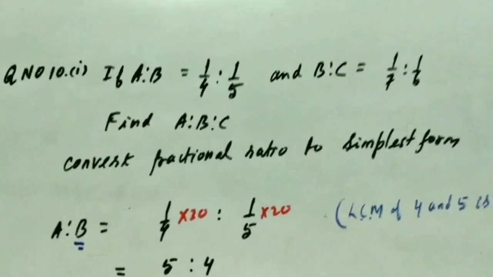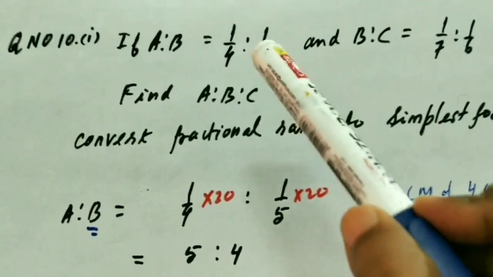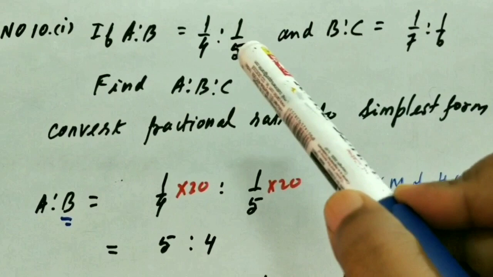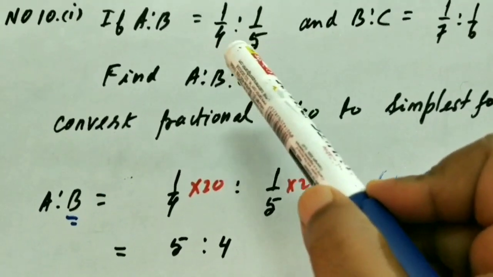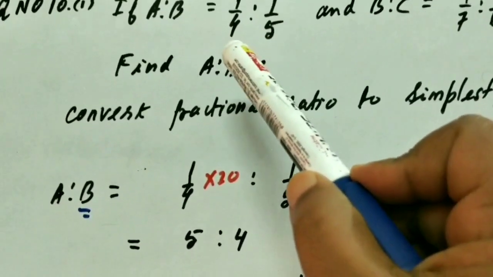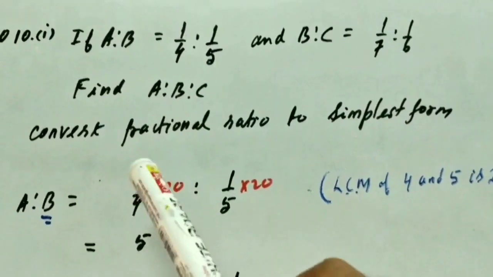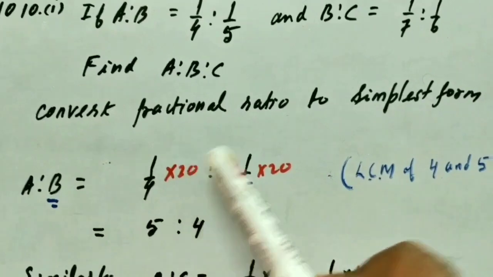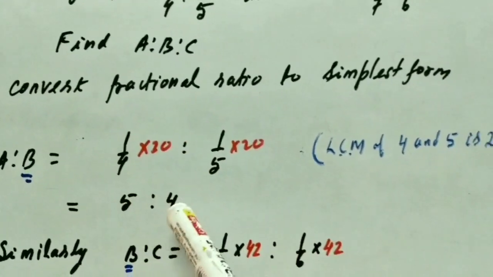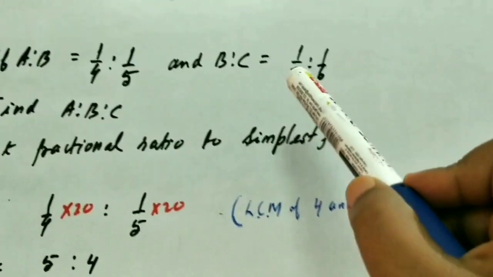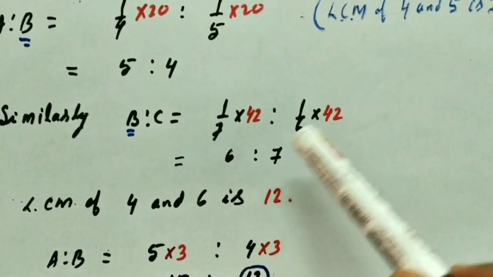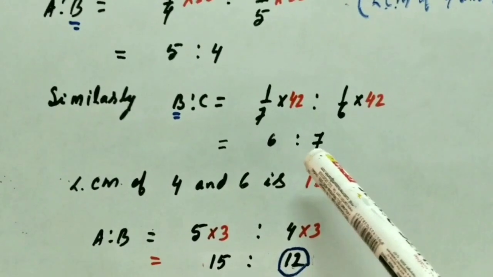Next is question number 10, first part. You'll find your fractional ratios are given. We need to convert them to whole number ratio. So for a simplest ratio, 4 and 5 LCM is 20. So each of the fractions we multiply with 20. This is 5 is to 4. Similarly here, LCM of 7 and 6 is 42. 1 by 7 into 42, 1 by 6 into 42, 6 is to 7.